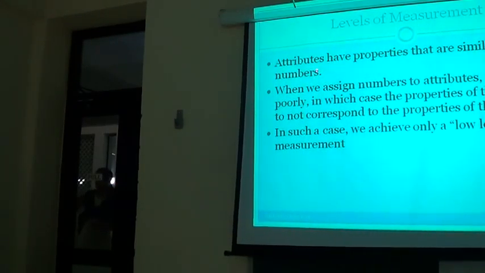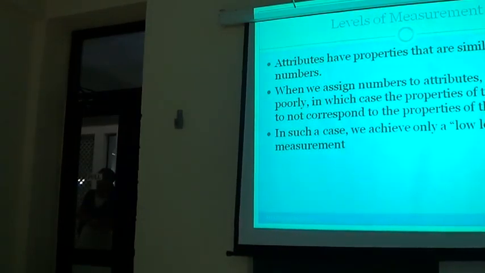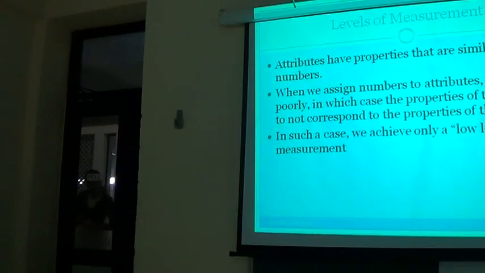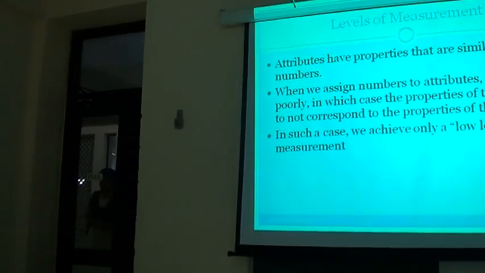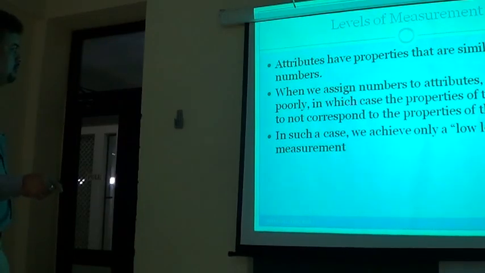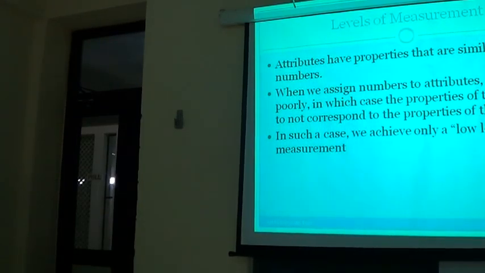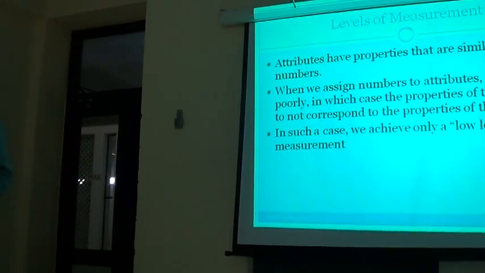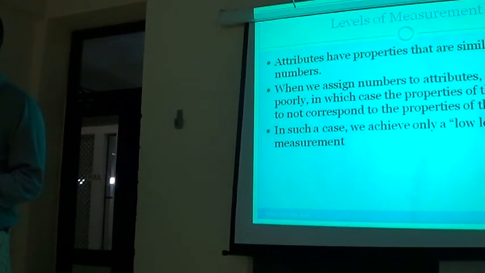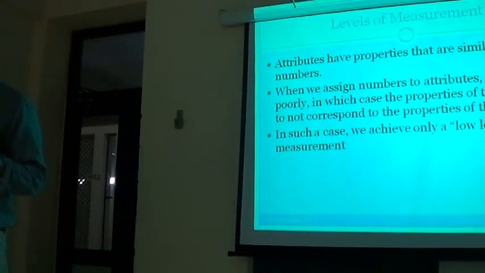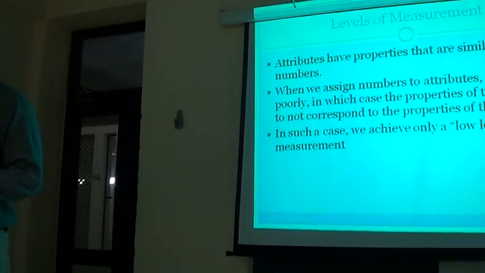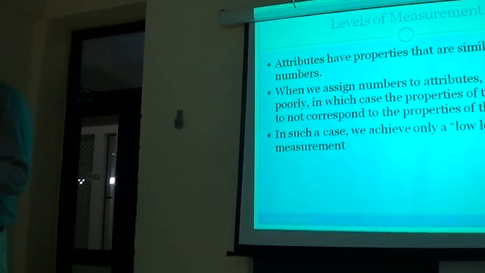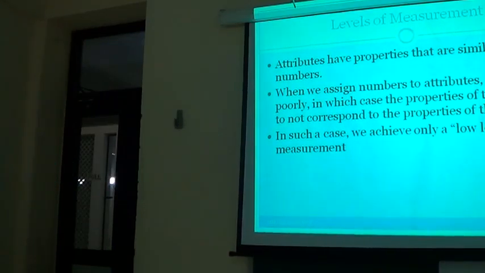So levels: attributes are properties that are similar to numbers. I told you, for example, height is an attribute or a random variable. You are representing that attribute as closely as possible by a certain set of numbers. So it depends upon the accuracy of that measurement. When we assign numbers to the attribute, we can do poorly, or we can get very high accuracy, or very low accuracy as well. For example, if I'm using a sand clock to measure time, the accuracy is very low. But we can also use an atomic clock, an atomic chronometer, to measure the time frame, where the accuracy is very high. So it depends upon how you are measuring certain attributes.